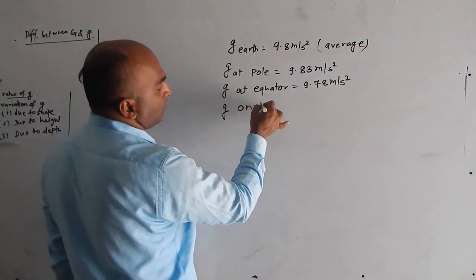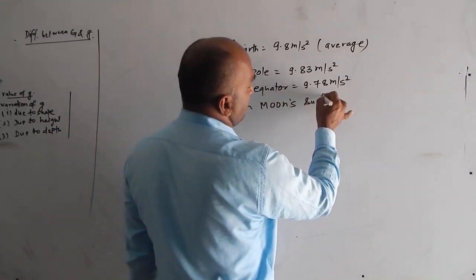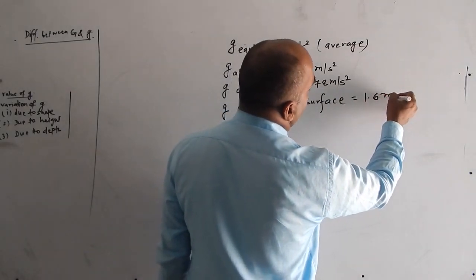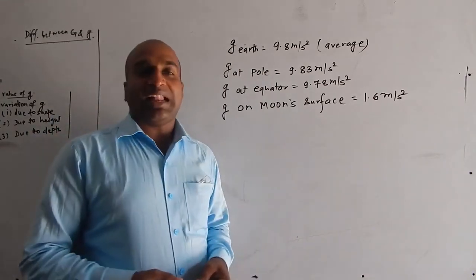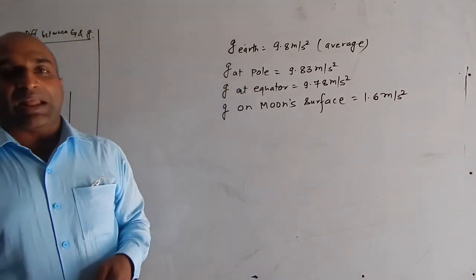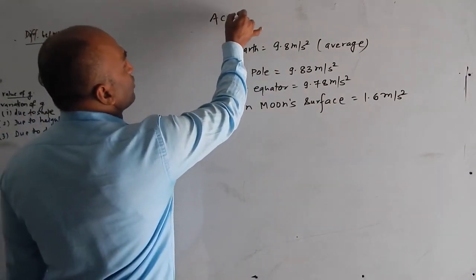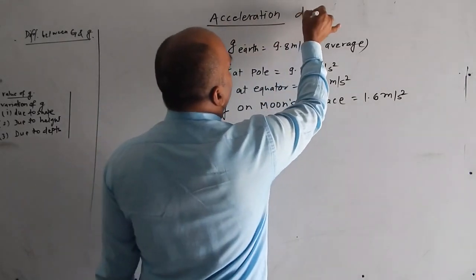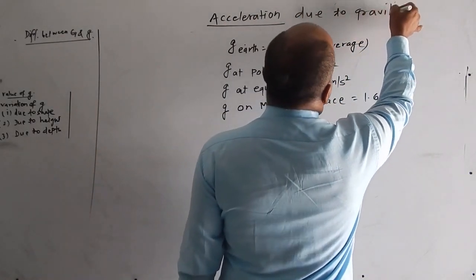G on the moon surface is 1.6 meter per square second. And on different planets, the value of acceleration due to gravity is different. Acceleration due to gravity is a vector quantity.